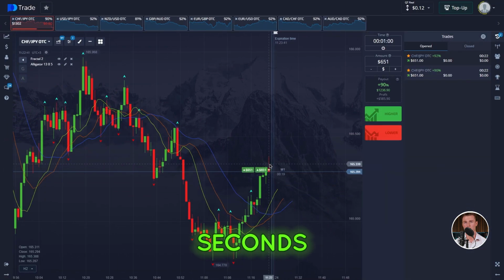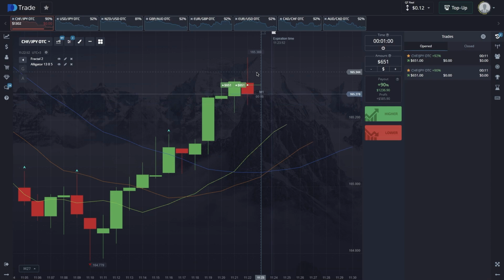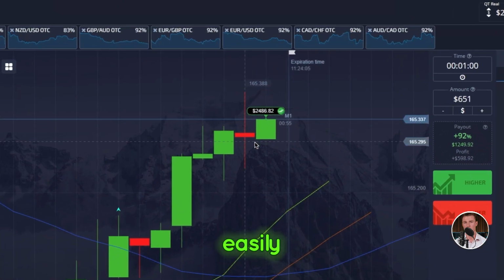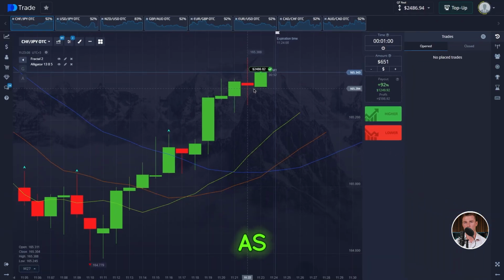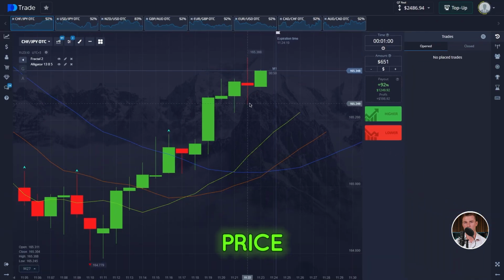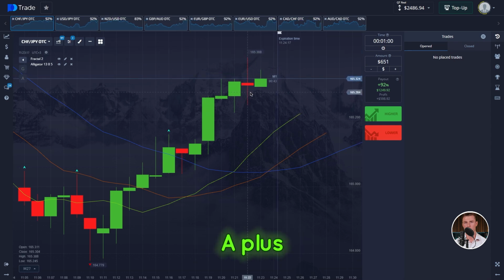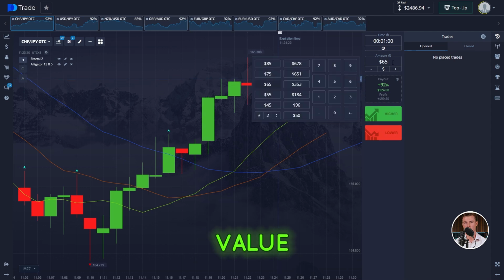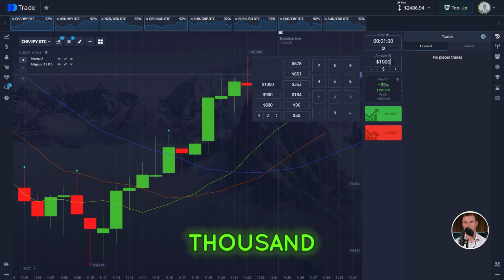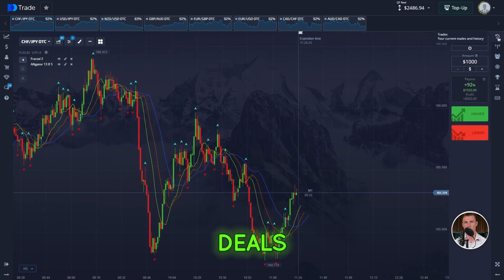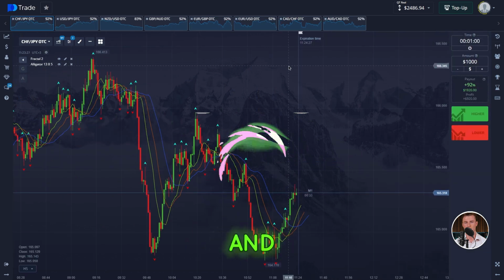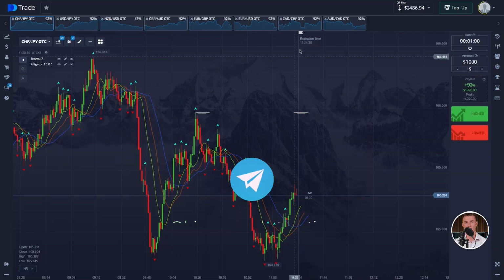We have 20 seconds left. And the next deals are easily closed at a plus. As I expected, we have a small price pullback. In this case, it looks like a doji pattern and a new candle closed the deal at a plus. Let's change the amount of the value, put 1,000, and open two deals worth $2,000. Let's start and select the next currency pair.